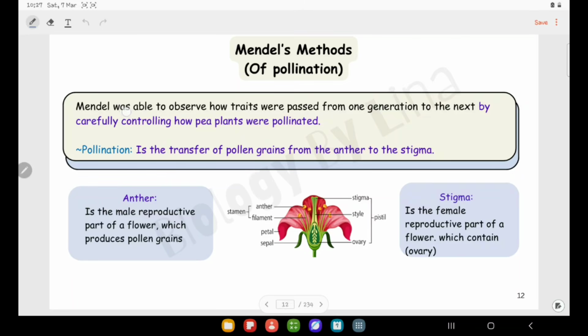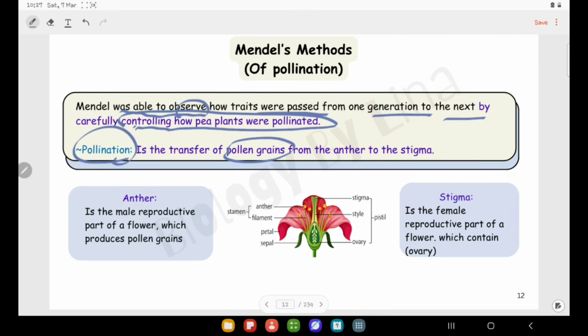So how was Mendel able to observe how these traits were passed from one generation to the next? By controlling how the pea plants were pollinated. What do you mean by pollination? Pollination is the transferring of pollen grains. Pay attention, it's not the transfer of the anther or the stigma. It's the transfer of the pollen grains.